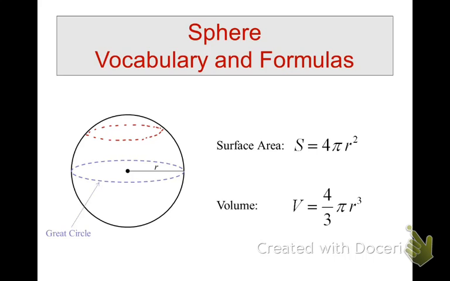The great circle should have the same radius as the sphere itself. So you'll notice that this radius is quite a bit smaller than the sphere's radius, right? So the key point that you want to remember is that the great circle's radius is the same as the sphere's radius. So if I give you enough information to find the radius of the great circle, you can use that radius also for your sphere. Are there any questions on what the great circle is? Okay.